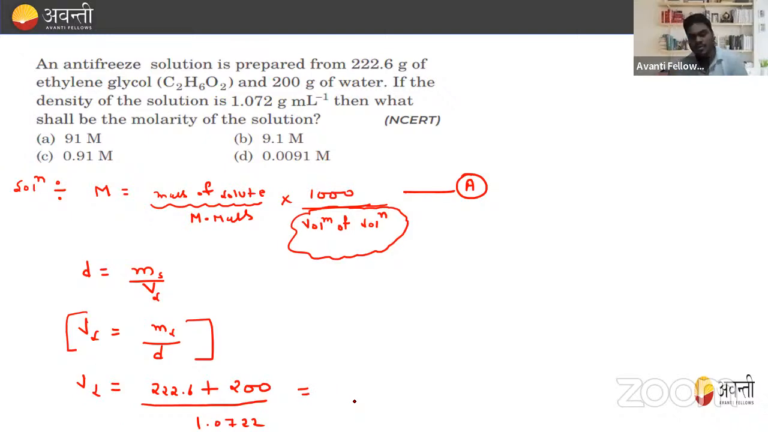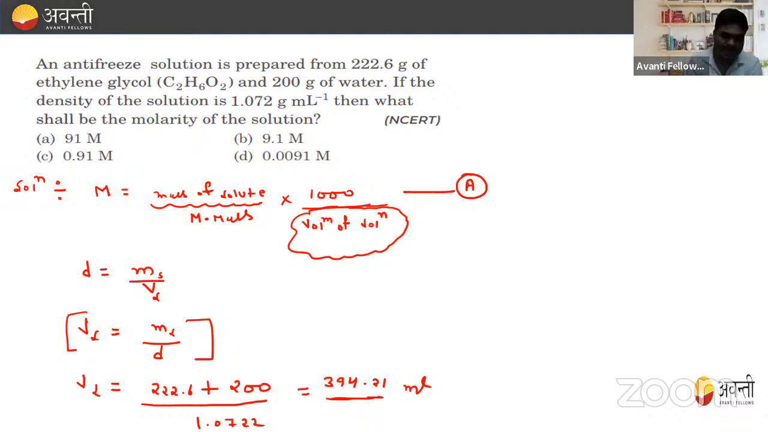Can you calculate now? What is the volume of the solution? That is 222.6 plus 200. It comes out to be 422.6 divided by 1.072, right? So it comes out to be 394.21, and this is in ml. This is the volume of the solution.